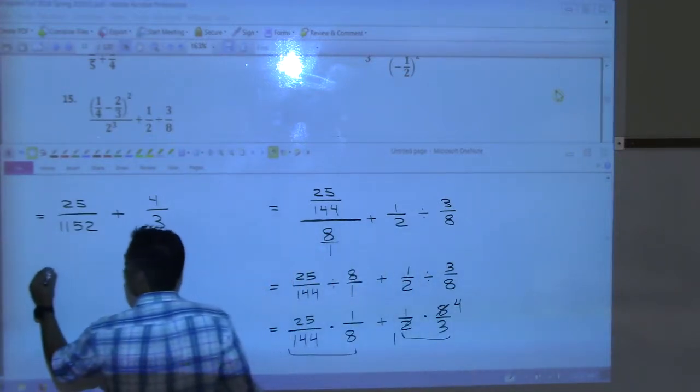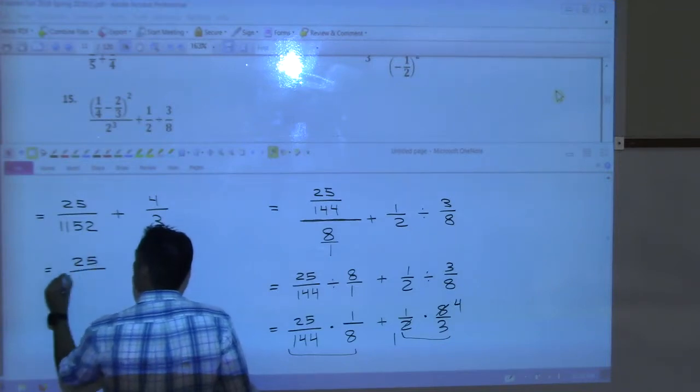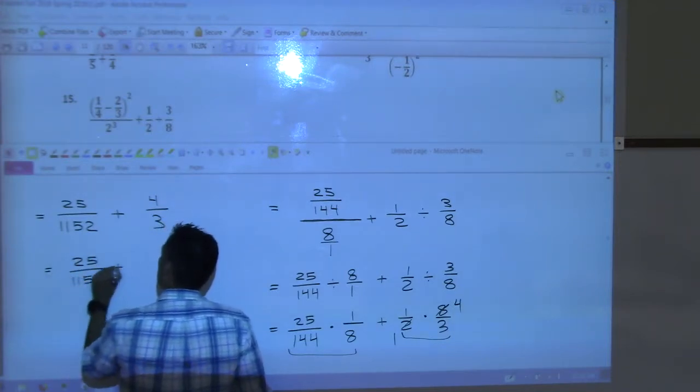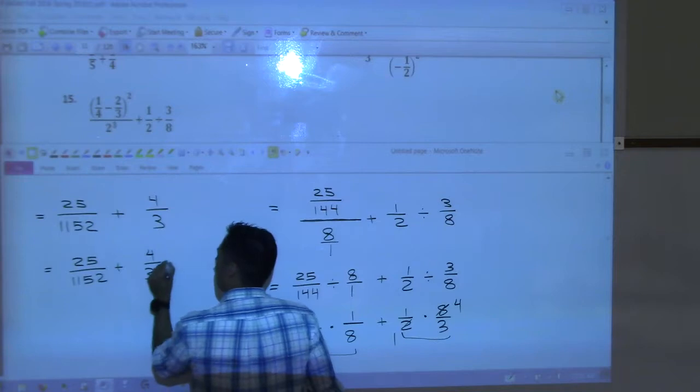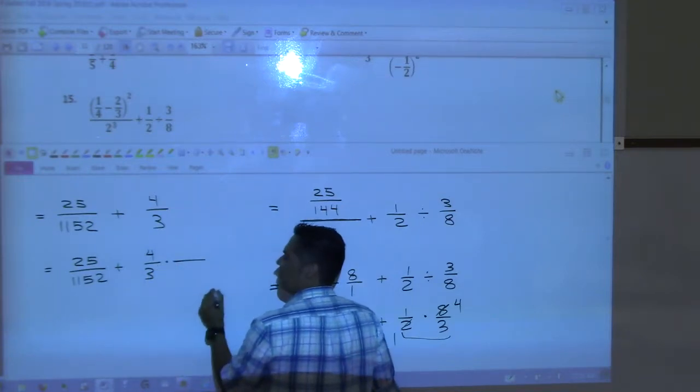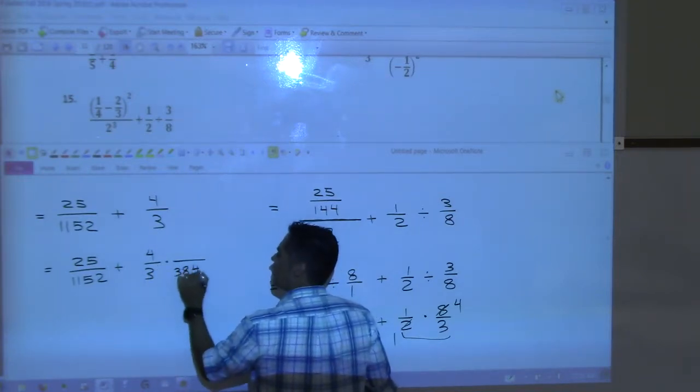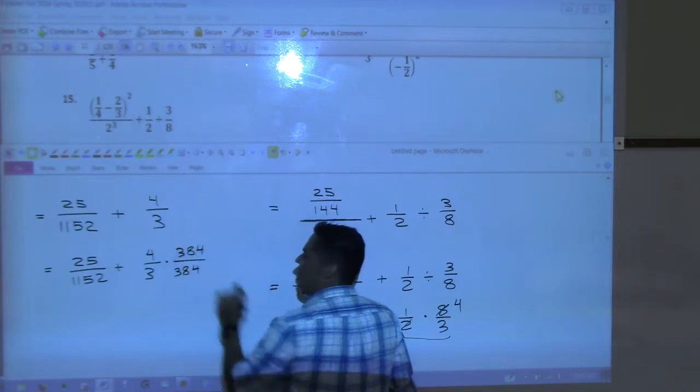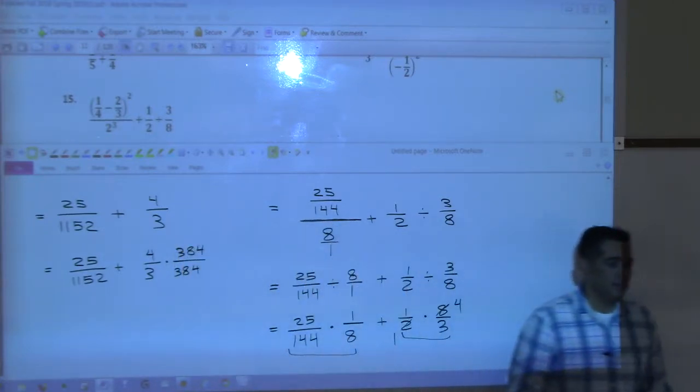I'll do it on the next line. We're going to multiply 4 over 3 times what? 384 on the top and bottom, right? And that will allow us to get our common denominator.